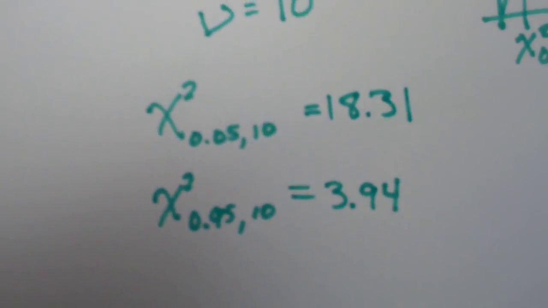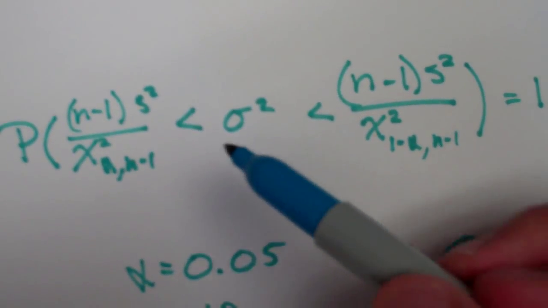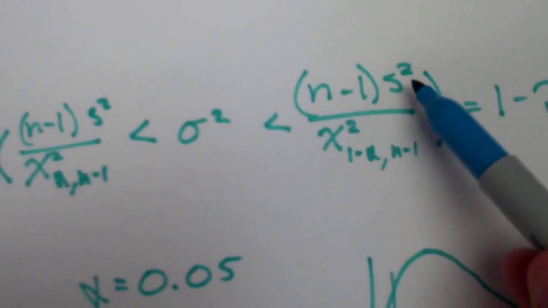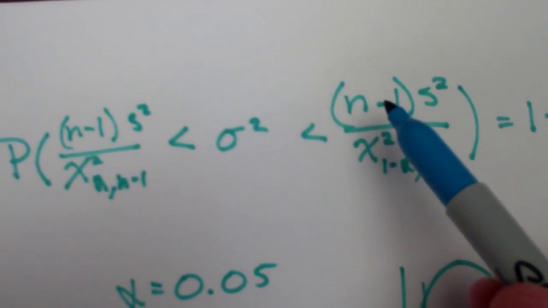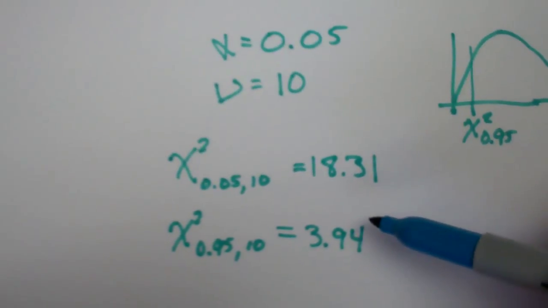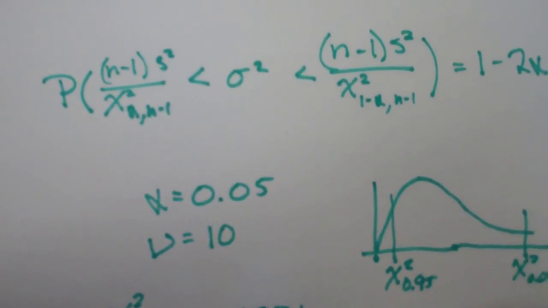Those are the values that I would use in my formula up here, given my sample variance here and here, along with the number of samples minus 1, and then in the denominator I would have these two values of chi-squared to determine a 90% confidence interval based on those values.